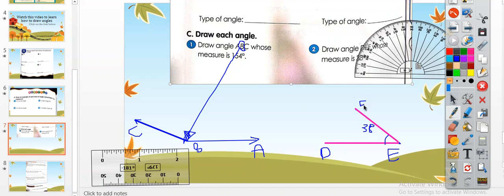This is all for today's lesson. This is how to draw the angles. It just needs to be practiced more. Just draw more and more angles and you're going to be good at it.